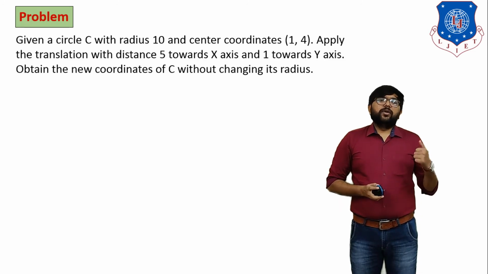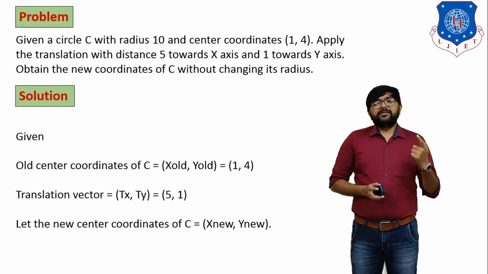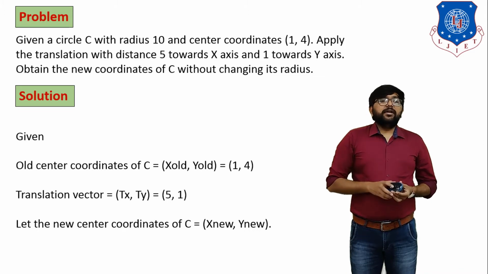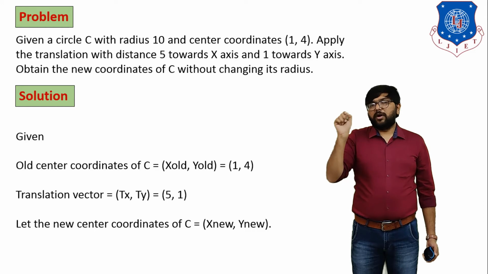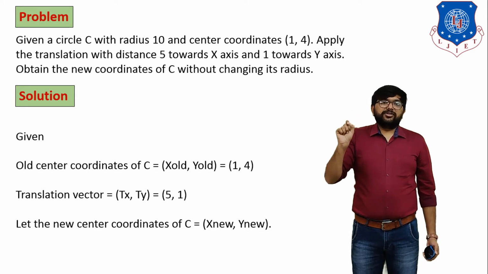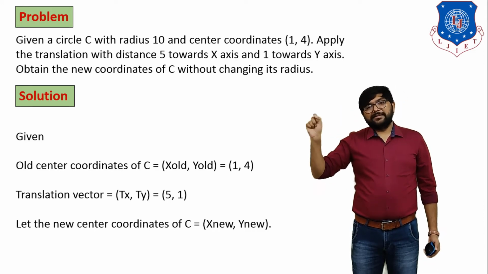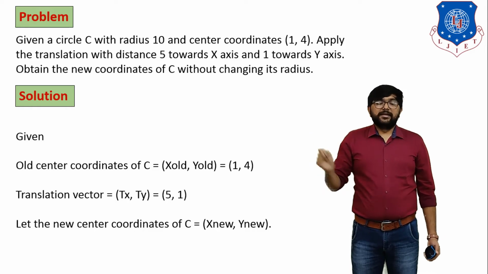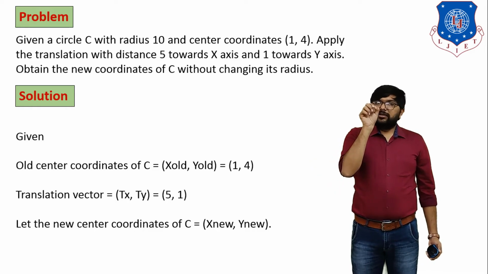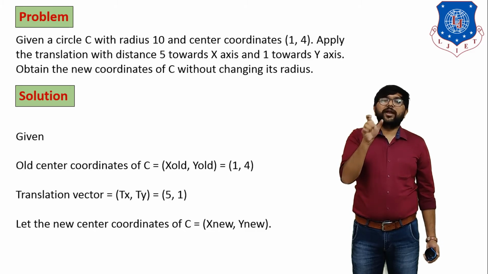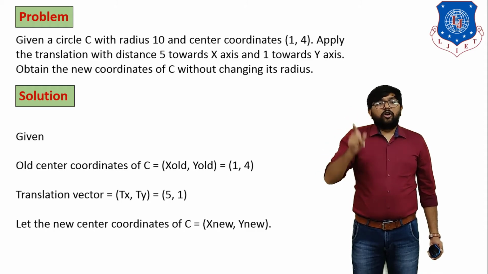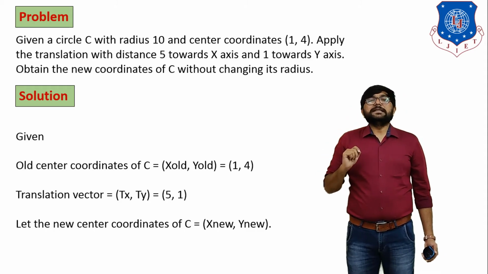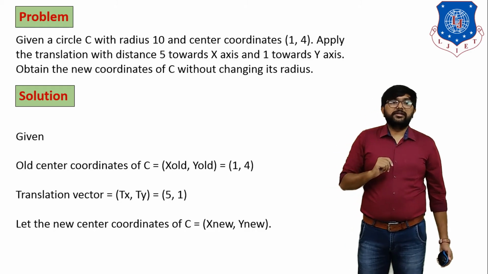Now we have to solve one simple numerical based on the translation process. Given a circle C with radius 10 and center coordinate (1, 4). Apply the translation with distance 5 towards the x axis and 1 towards the y axis. The original coordinate of the point is (1, 4). Now you have to shift this point 5 units in the x direction and 1 unit in the y direction. Obtain the new coordinate of C without changing its radius. Clear? So now the solution is given.